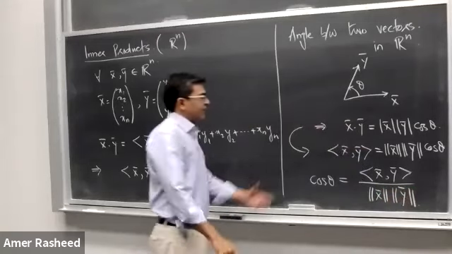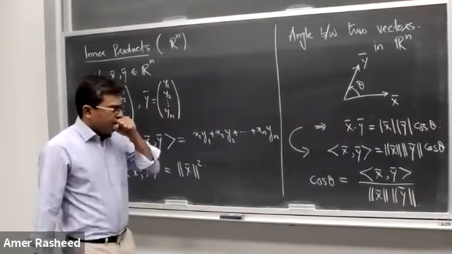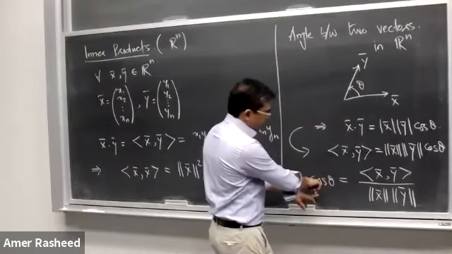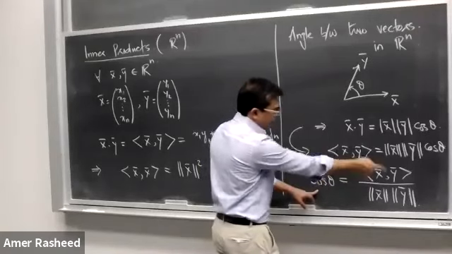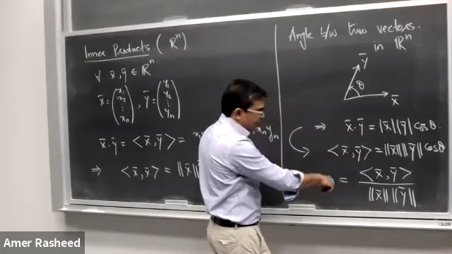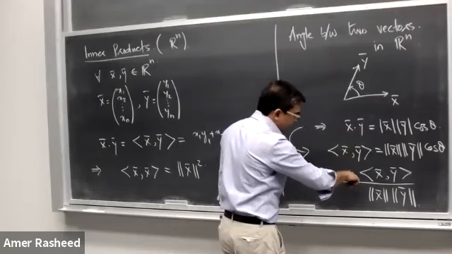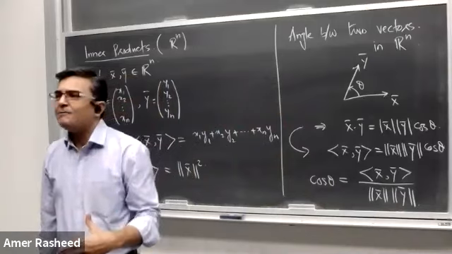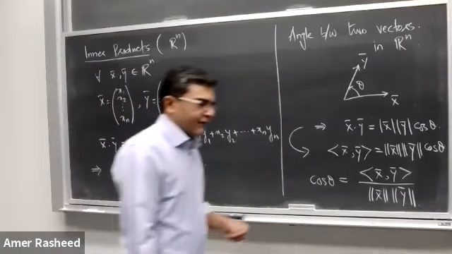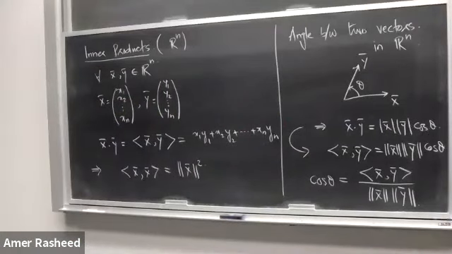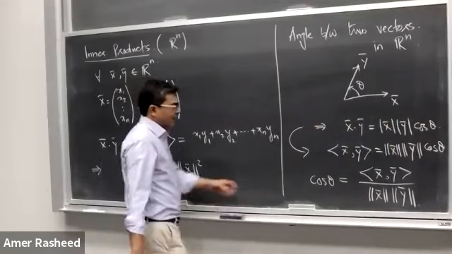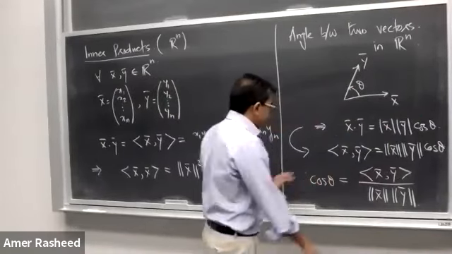So now this expression can give us theta. We take this cosine to the other side. So we can find theta equal to cosine inverse of this whole thing: the inner product of x, y divided by the norm of x and the norm of y. If you have any question, you can ask me. So theta can be calculated from this expression.